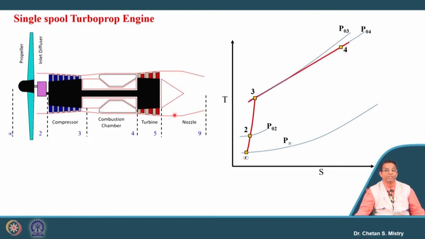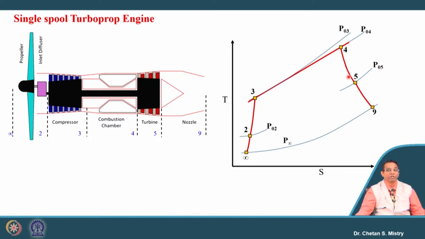Then we have a rise of pressure as well as temperature because of the addition of heat through the combustion chamber, and it attains the maximum cycle temperature, or maximum turbine entry temperature, or turbine inlet temperature. This is subjected to expansion, which is represented by process 4 to 5. It represents the turbine expansion process, and later 5 to 9 represents the expansion happening inside the nozzle.